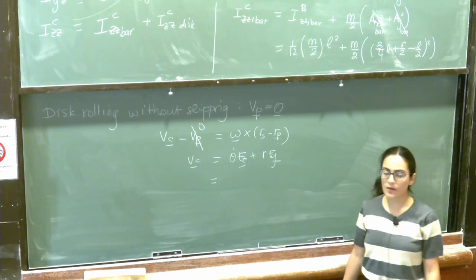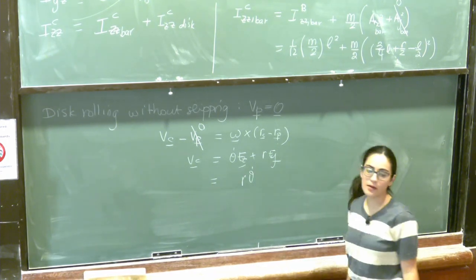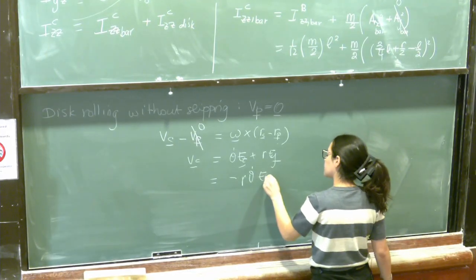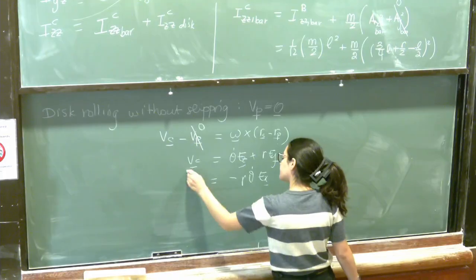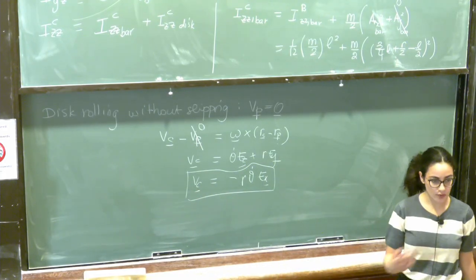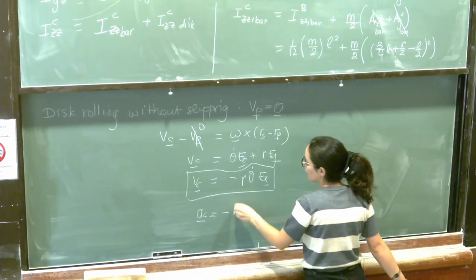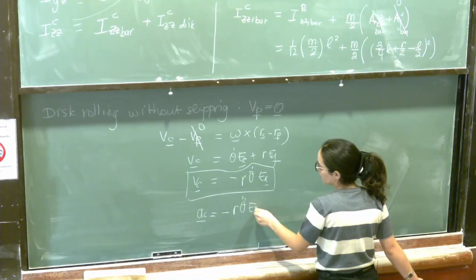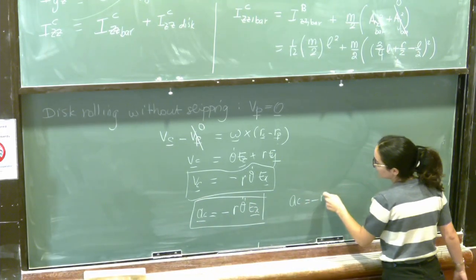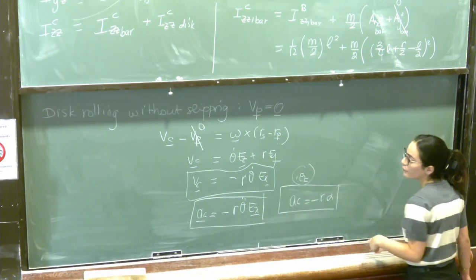What is Ez cross Ey? Ez cross Ey is negative Ex. So that's Vc, the only point on the disk that's going in rectilinear motion. So I can take the derivative of this. AC is equal to minus R theta double dot Ex, or AC is equal to minus R alpha when projected dotted with Ez. So that's my fourth equation.